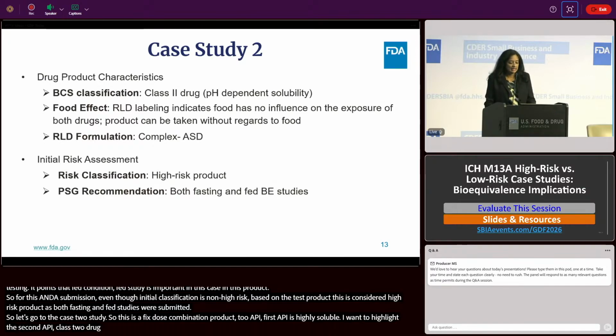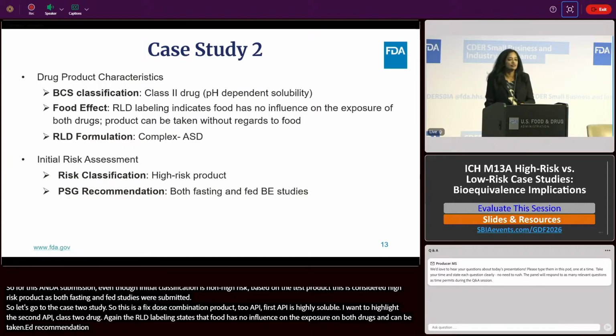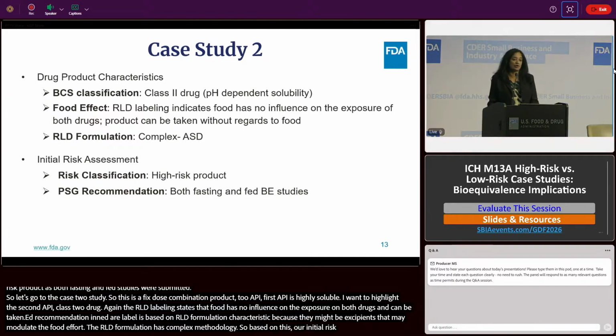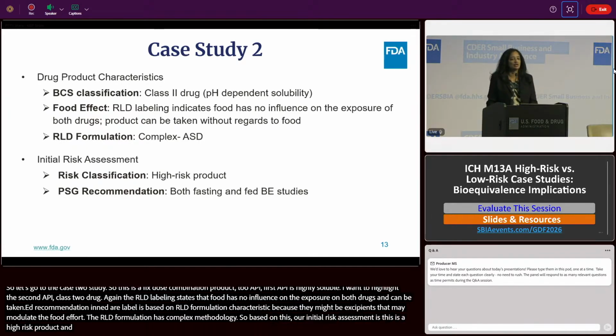Again, the RLD labeling states that food has no influence on the exposure of both the drugs, and this can be taken without regard to food. The recommendation that comes in the RLD label is based on the RLD formulation characteristics, because there might be excipients that may modulate the food effect. So the RLD formulation has a complex methodology, which is amorphous solid dispersion. So based on this, our initial risk assessment is that this is a high-risk product, and as such, we recommended both fasting and fed BE studies in the PSG.